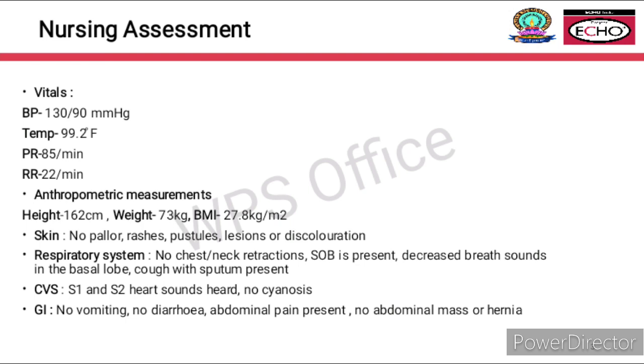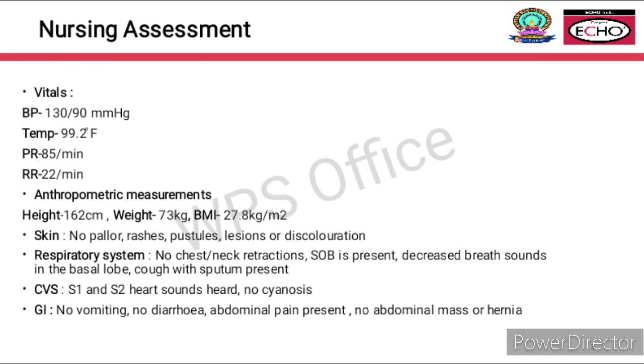In the vitals, BP was 130 by 90 mm of mercury, temperature was 99.2 degrees Fahrenheit, pulse rate was 85 per minute, and respiration rate was 22 per minute. In the anthropometric measurements, height was 162 centimeters and weight is 73 kg. So BMI is 27.8 kg per meter square.